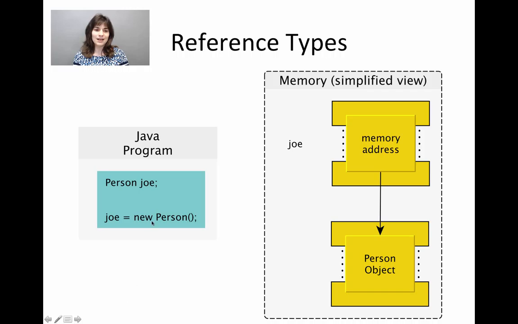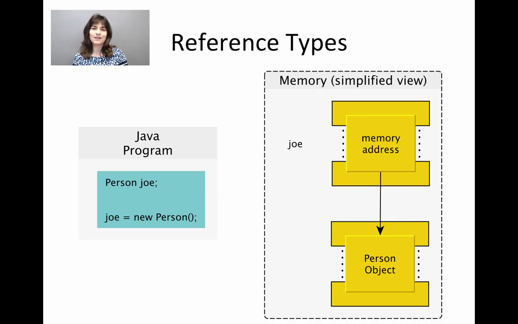Take a look at the assignment. Joe becomes equal to new person. We have three things here. We have the variable Joe, we have the assignment, and the Joe reference now points somewhere. Where is that somewhere? The statement new person creates a person object, which means that some memory is allocated in order for us to be able to store a person object. That memory is not the same as the memory allocated for the Joe reference when we are declaring the Joe variable.